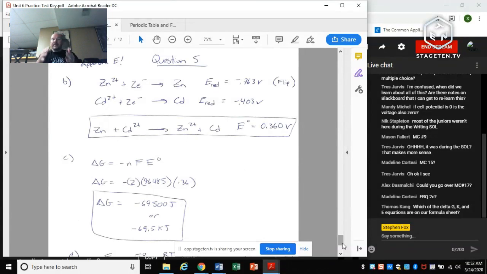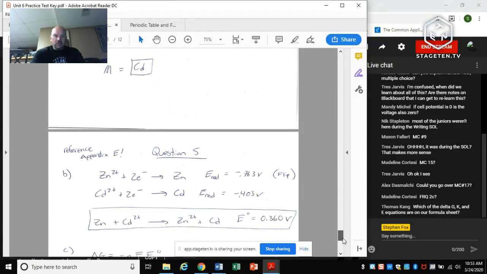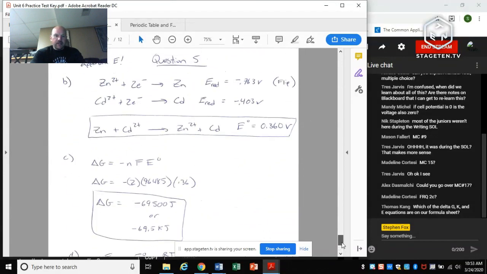So when this question was asked on the AP exam a long time ago, it was understood that you had the reduction potential list with you. Now they don't give you that list anymore. That means anytime you need reduction potentials, they have to be given to you within the question. So you had to reference Appendix E to answer this question. But hopefully once you got that, it's not that difficult.